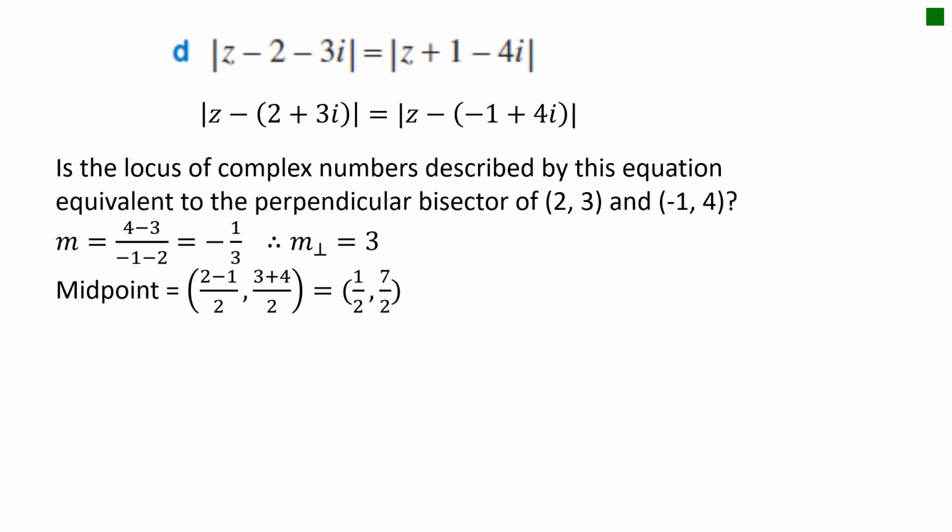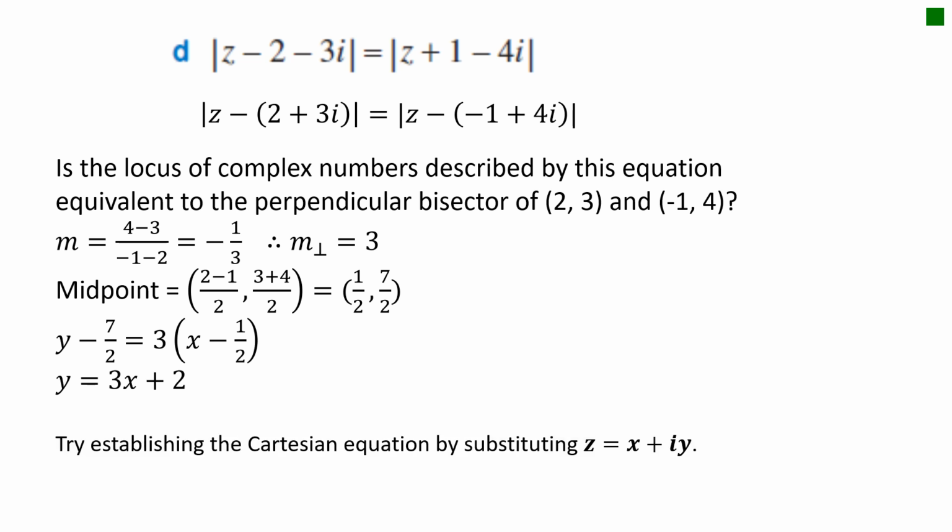The midpoint of those 2 points, 2 plus minus 1 over 2, and 3 plus 4 over 2 leads to 1/2, 3.5, or 7/2. Putting it into our linear equation finder, and expanding, collecting like terms, leads to that simple Cartesian relationship. Now that's a completely valid and neat way to go about working out the locus of complex numbers, the Cartesian equation for it, for this particular condition on z.